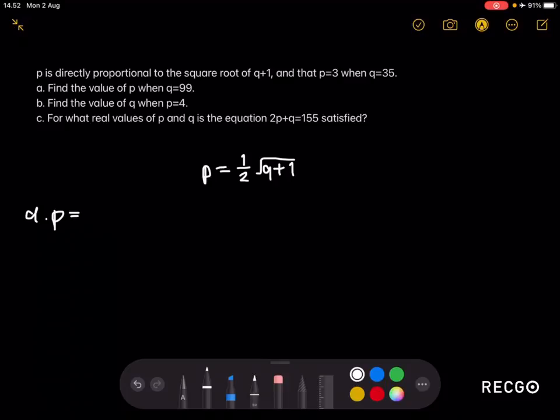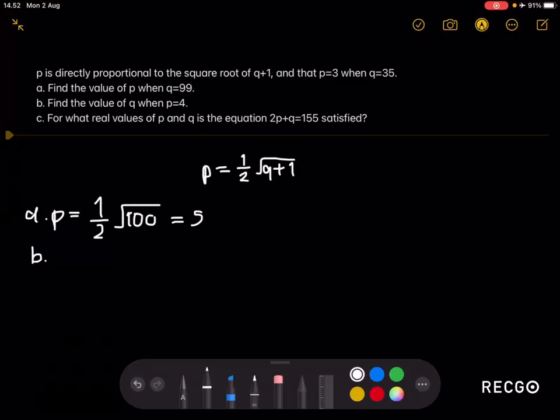Now that we have our equation, we can solve part A and part B. For part A, when q equals 99, p will be equal to half times the square root of 99 plus 1, or just 100. This will leave us an answer of 5. And for part B, when p equals 4, we can set an equation in terms of q. That will be 4 is equal to a half times the square root of q plus 1. That leaves us with a solution of q being equal to 63.